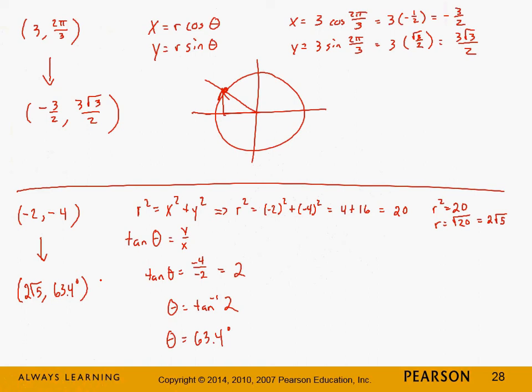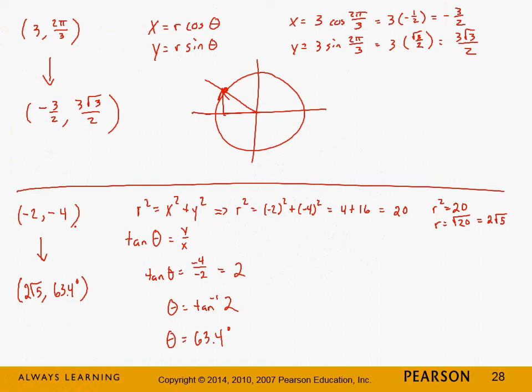So, negative 2, negative 4, what quadrant is that in? It's in quadrant 3. So I need to find the third quadrant angle that is equivalent to 63.4. Okay? So how do I find that? You just add 180. So do we know how to find the equivalent angles in each quadrant? It's the same way we found reference angles.